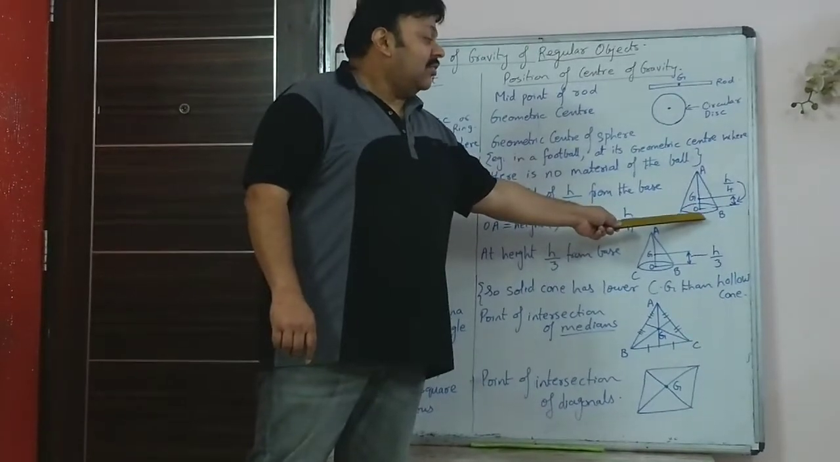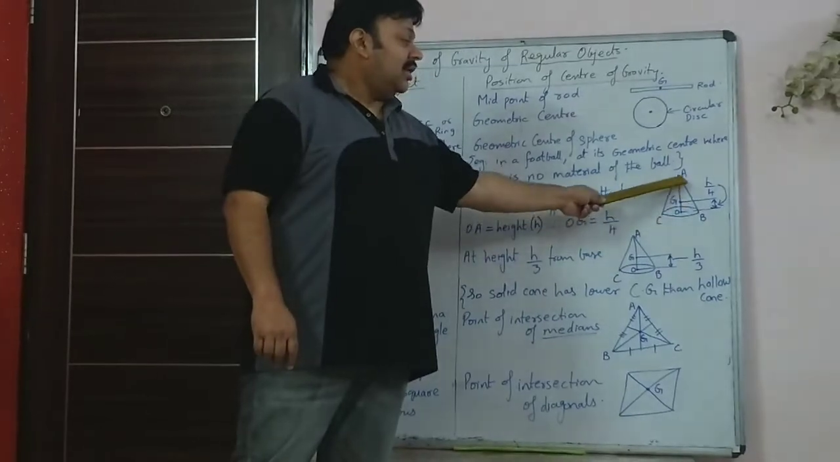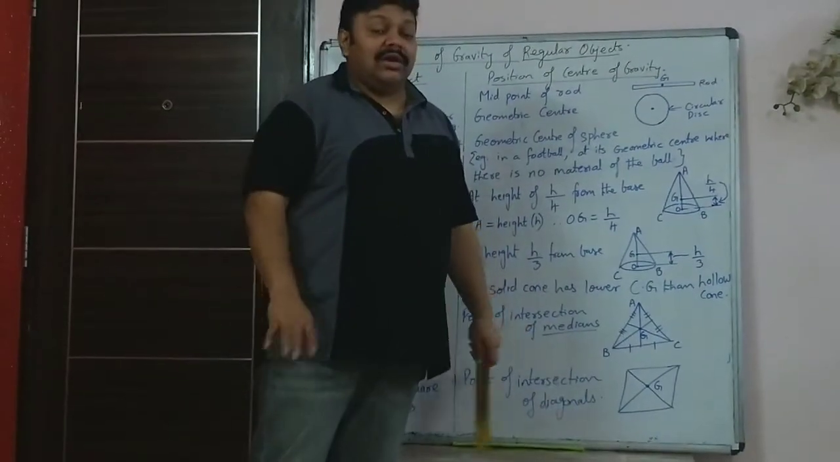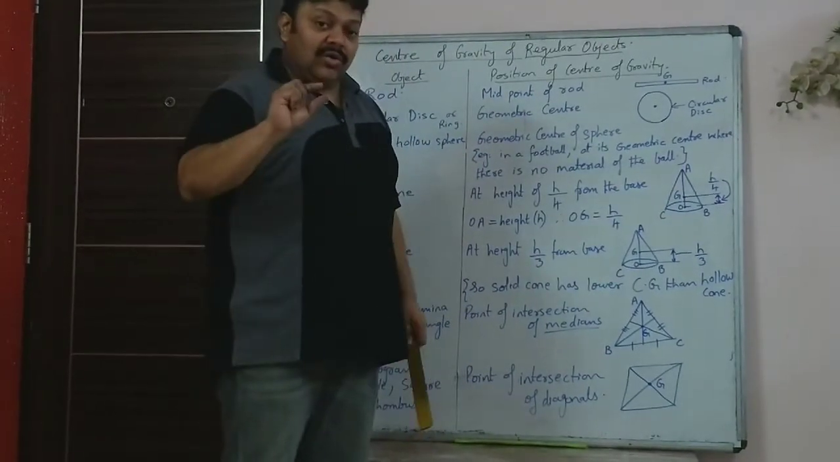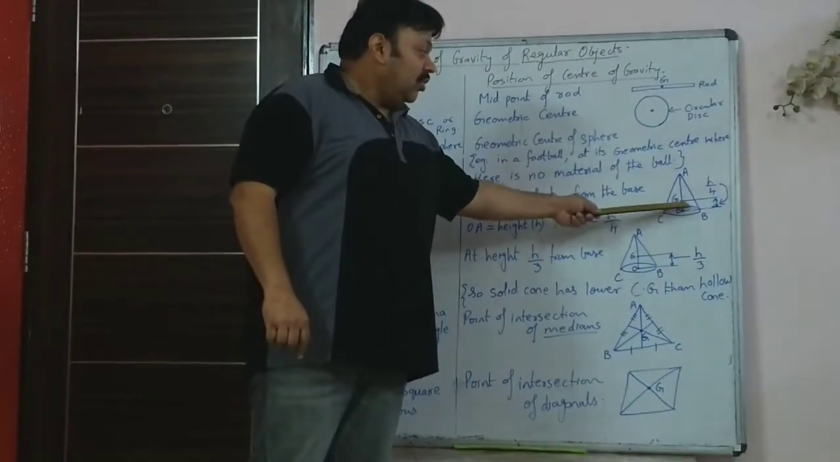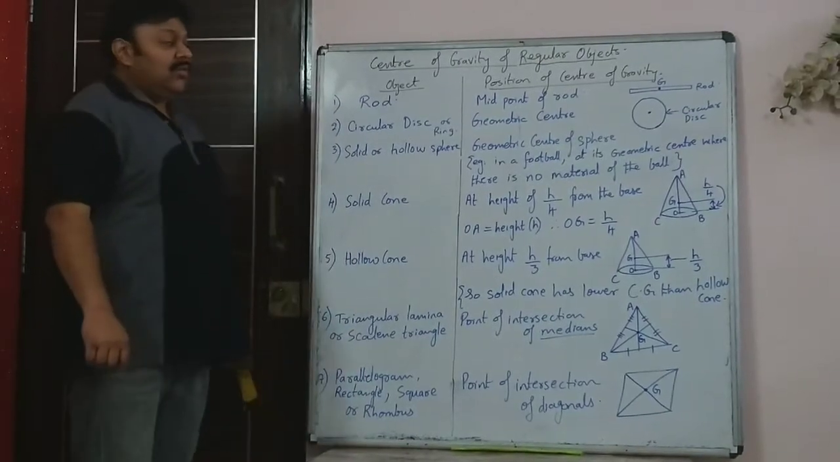The entire height of the cone, the vertical height is OA. OA is the height of the cone. See, AB is not the height, that is called slant height. So it is not AB. O to A is the height. So at a height of h upon 4 from the base. So OG is h upon 4. That's where the center of gravity, that's the point G.